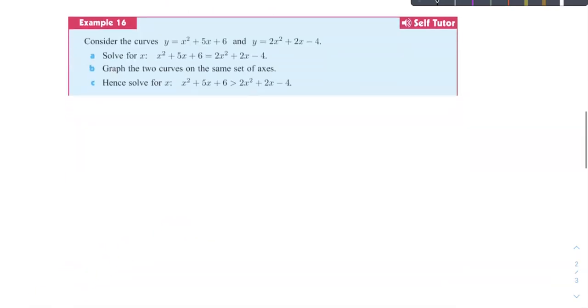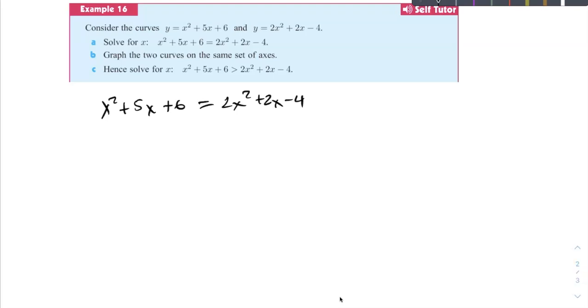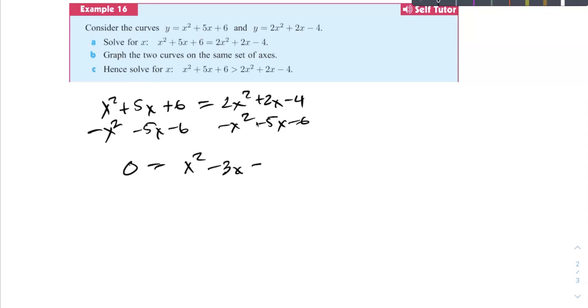Next problem. In this next example, we're going to set two quadratics equal to each other this time. Step 1, just like before, we set them equal to each other. So we get x squared plus 5x plus 6 equals 2x squared plus 2x minus 4. I like to keep my x squared positive, so we're going to move everything over there. Let's subtract x squared, minus 5x and minus 6 from both sides. So I get 0 equals x squared minus 3x minus 10.